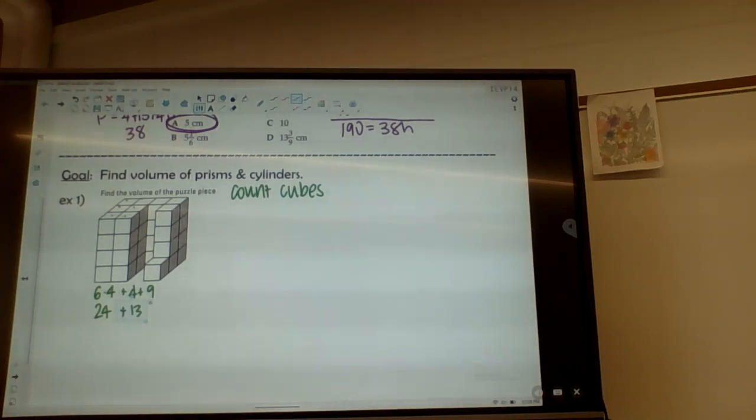Did you get 37? I think I got 37. My logic was I broke it into 3 different parts. I looked at this first part here. There was 6 on the top and there's 4 rows of 6, so there's 24. This next one, there's only 1 row, but it's 4 down, so I counted those 4. And then this one, it's 2 by 4, which is 8, but then there's this extra one, so I just put a 9 there. And then I just added those up. So this would be 37 cubic blocks.